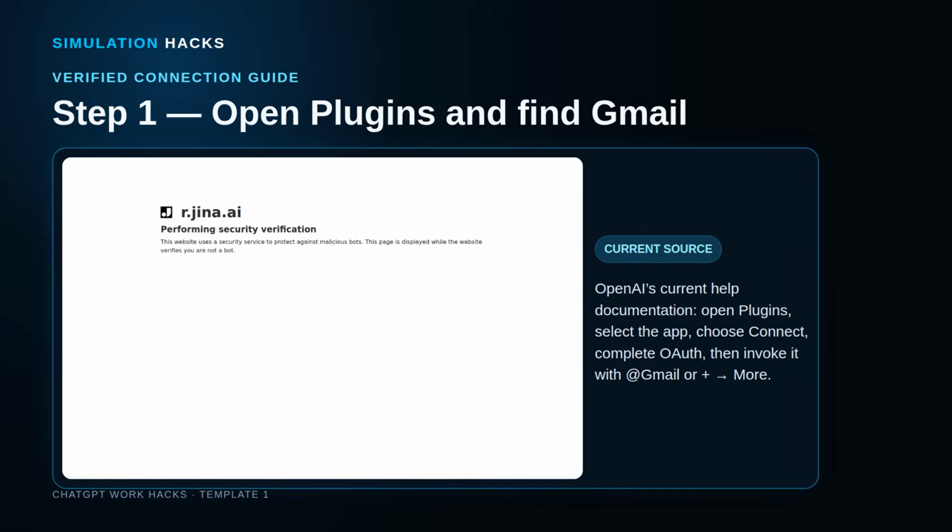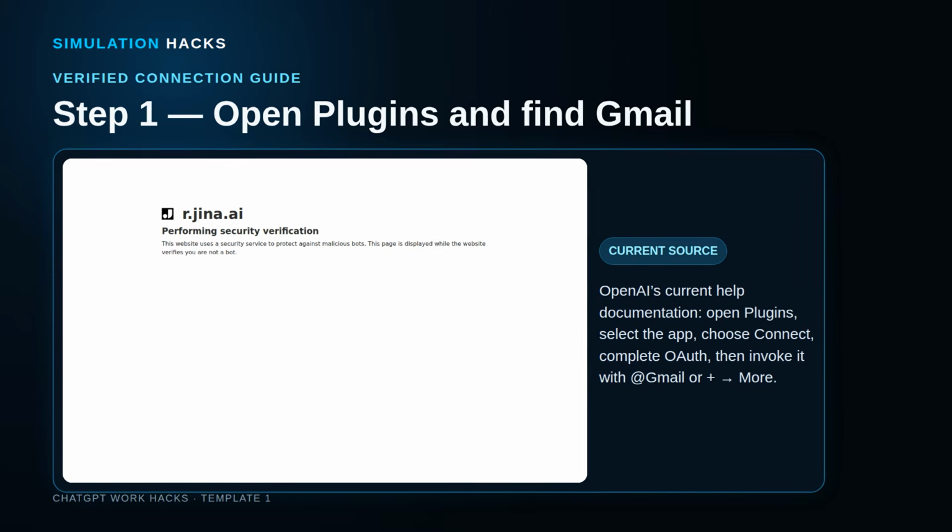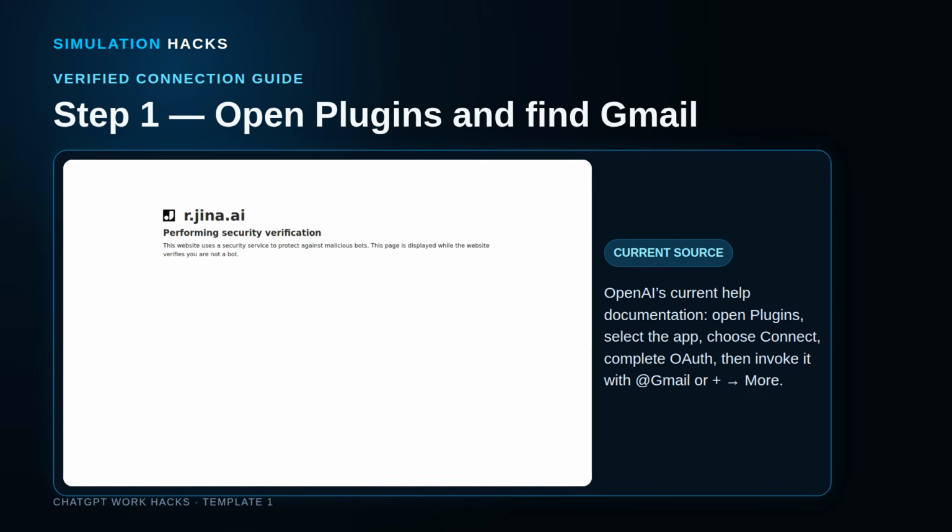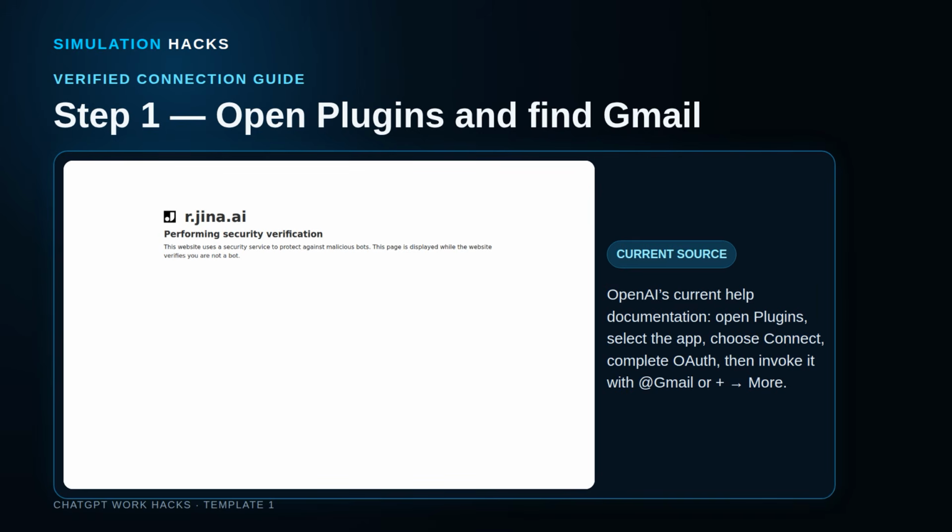Here is the current connection path. Open ChatGPT and go to Plugins. You can reach the plugin directory from the sidebar or through Settings, depending on the layout you are using. Search for Gmail. The current Gmail listing is made to read and manage Gmail. Open it and review what it can do before you connect anything. If the Connect button is unavailable or disabled, that usually means your plan, region, or workspace administrator is limiting the connection.